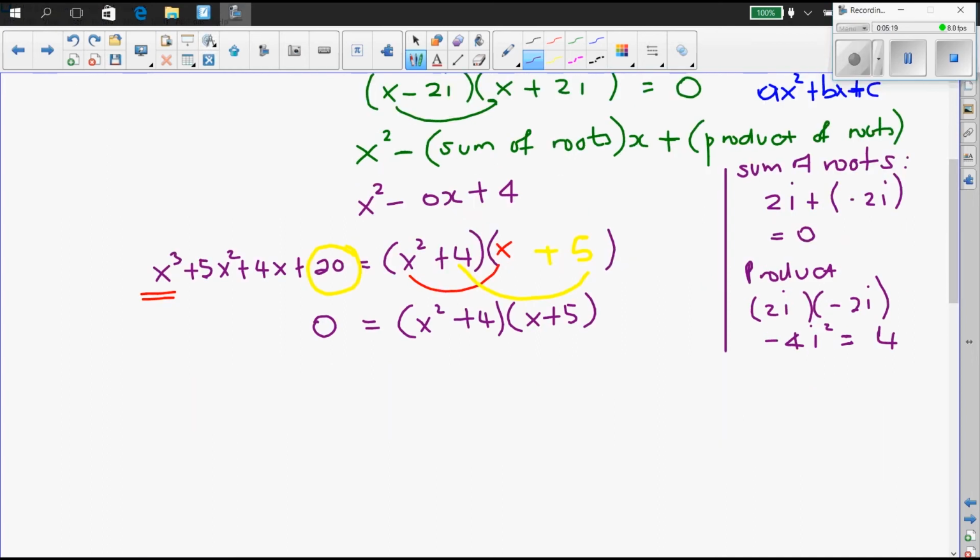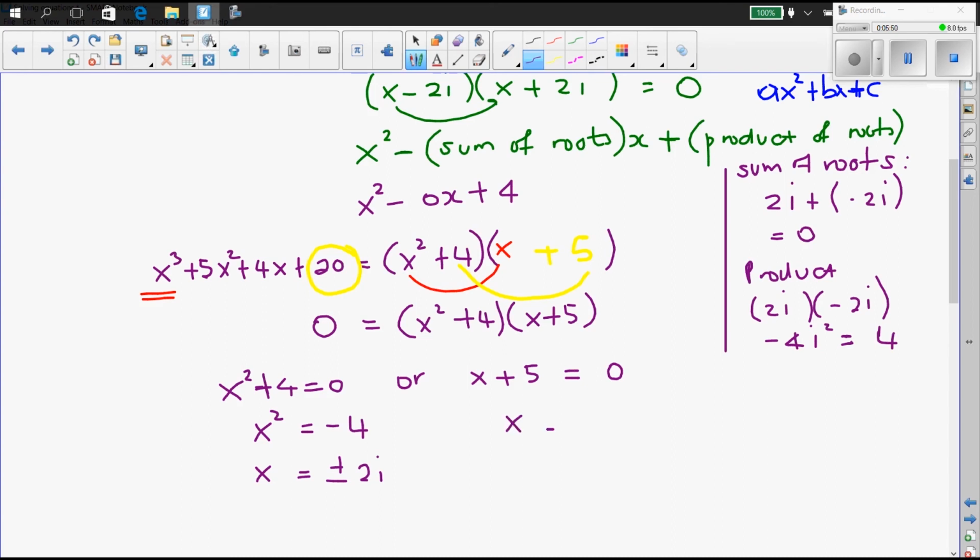Once again, we equate each factor to 0, so we're going to say x squared plus 4 equals 0, or x plus 5 equals 0. I'm going to take 4 across the equals sign, so I get x squared equals negative 4. So I know that x is going to be plus or minus the square root of negative 4, which gives me plus or minus 2i, and those are the two solutions that I had initially. And then my third solution is going to be x equals negative 5. So I have two imaginary, or rather two complex solutions, and one real solution.